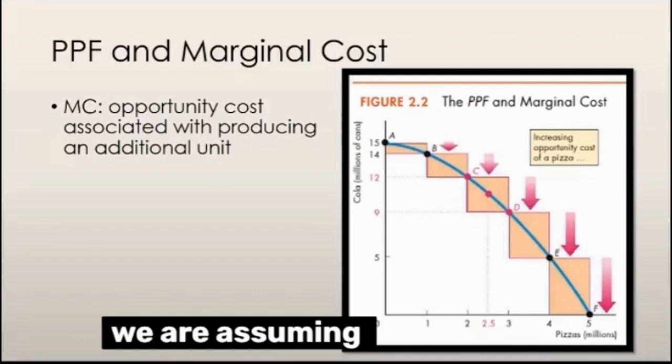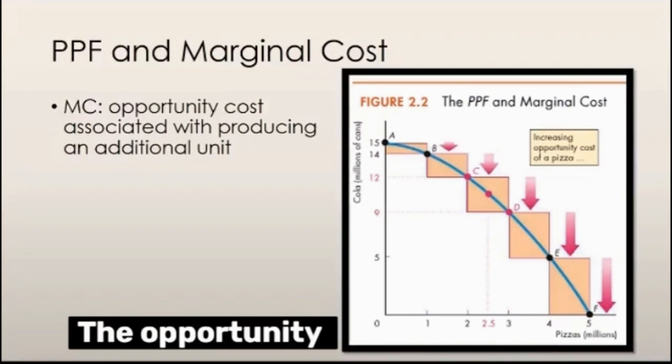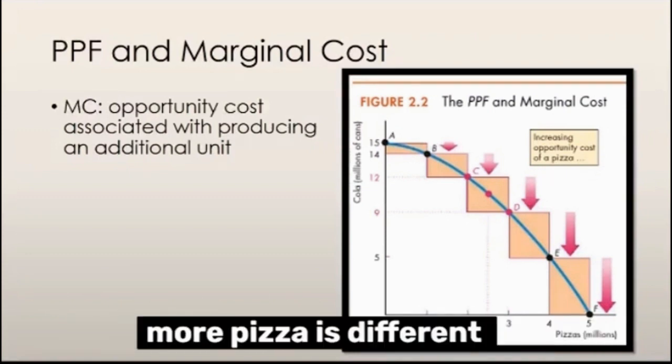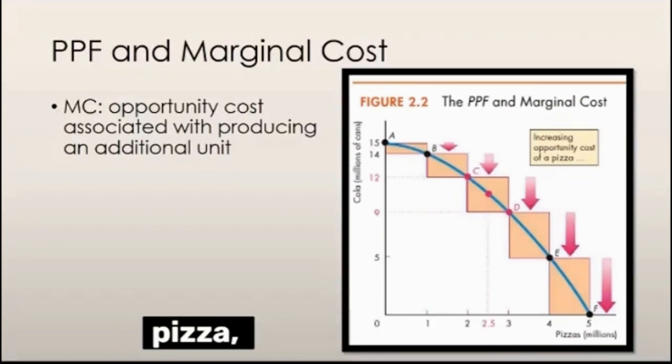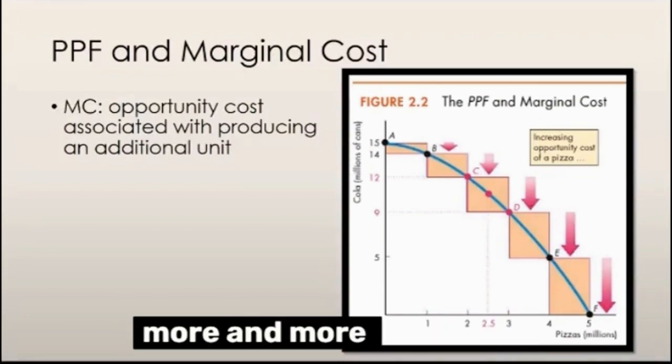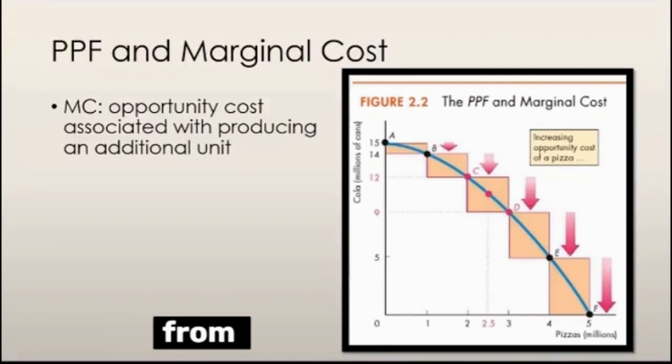In the graph to the right, we are assuming that we have an economy that produces only cola and pizza. The opportunity cost of producing more pizza is different on every point on the frontier. In fact, as we produce more pizza, we have to give up more and more cola every time. Let's calculate the marginal cost of pizza going from point B to point C.